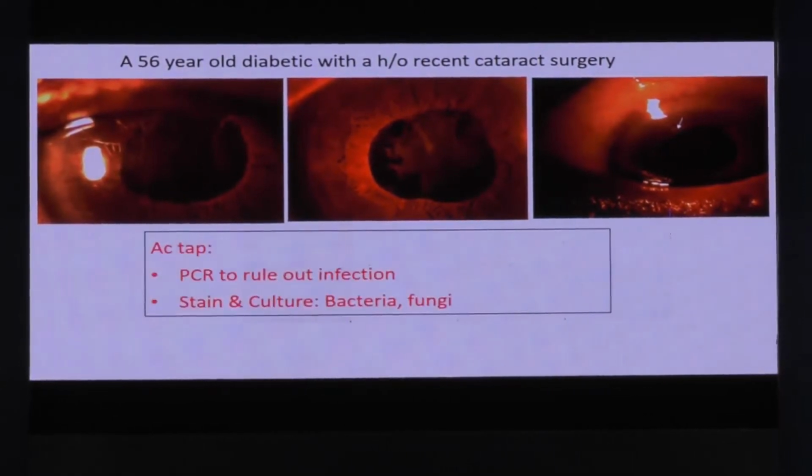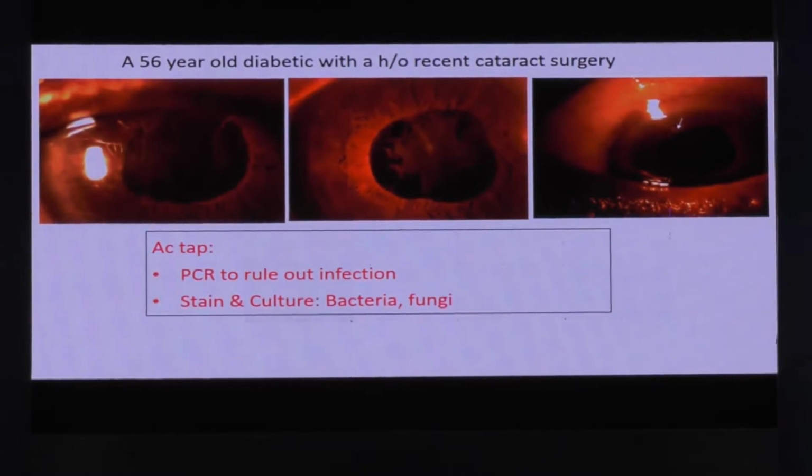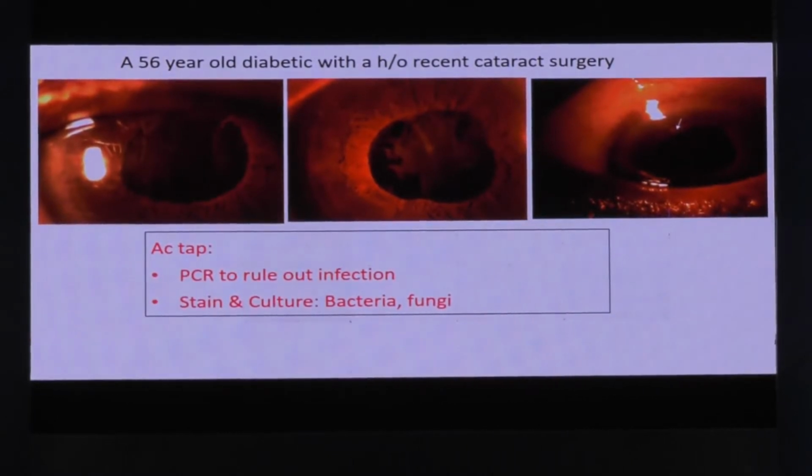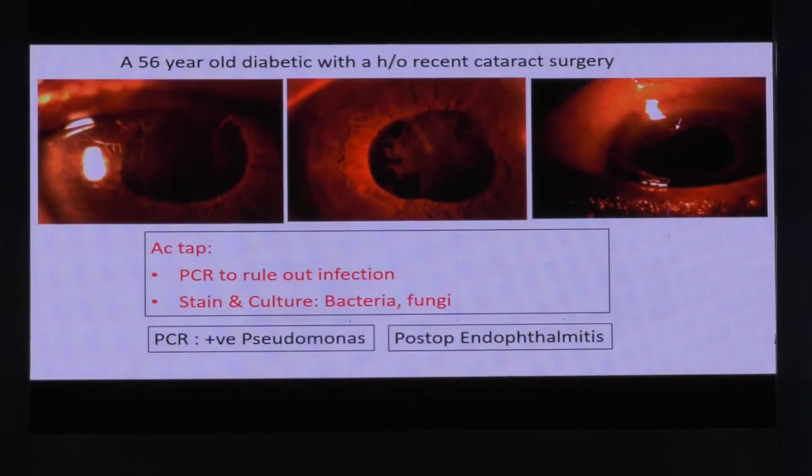And so these are cases which need to be tapped, and the fluid, we normally send it for PCR to rule out infection. Usually the stain and cultures are negative, but we do send them as a routine in these cases. And this case turned out to be positive for Pseudomonas, and we were dealing with a patient with post-op endophthalmitis.